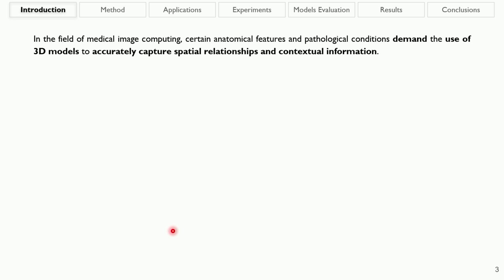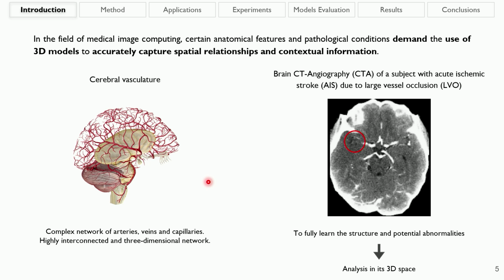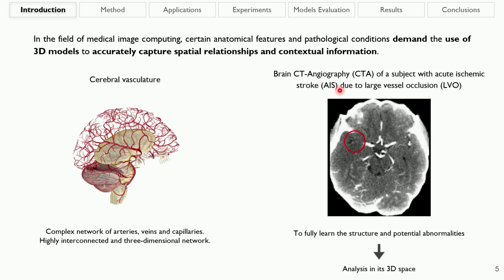To introduce the topic, in the field of medical image computing, certain anatomical features and pathological conditions demand the use of 3D models to accurately capture spatial relationships and contextual information. For instance, the cerebral vasculature, consisting of a complex network of arteries, veins, and capillaries, is characterized by a highly interconnected and three-dimensional network. Contrast-enhanced imaging techniques like CT-Angiography, CTA, provide volumetric images that allow the visualization of the vascular anatomy.